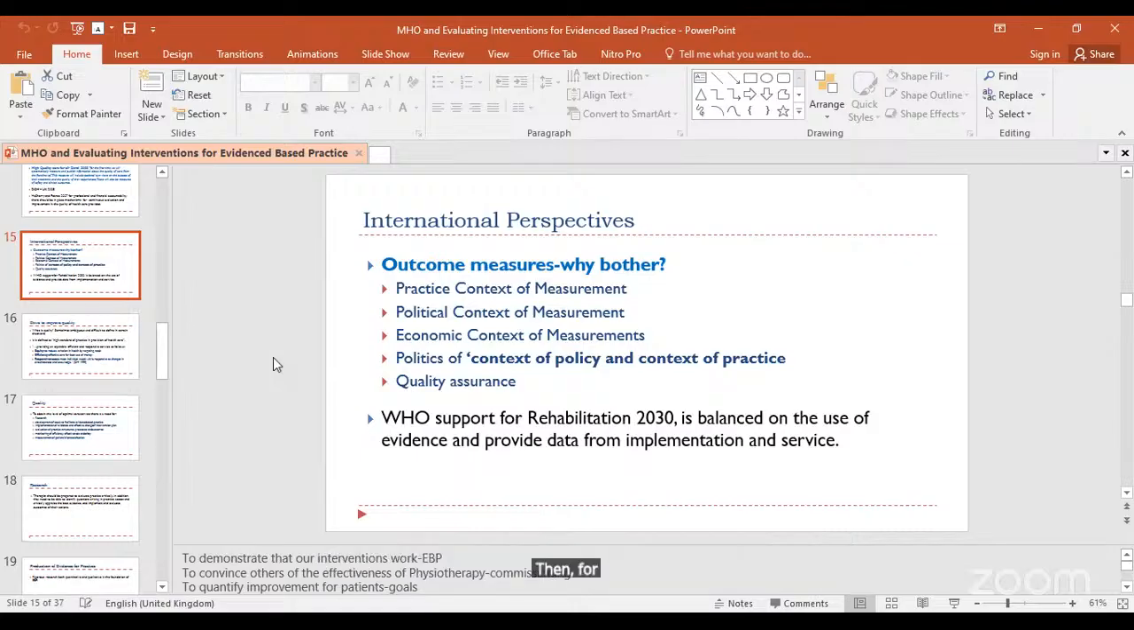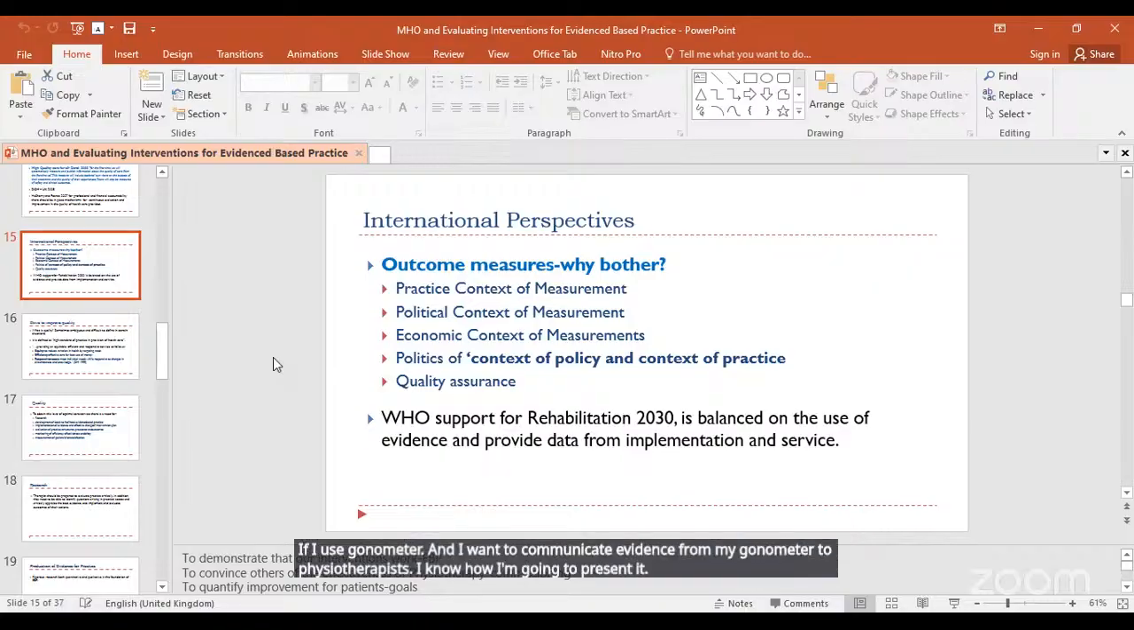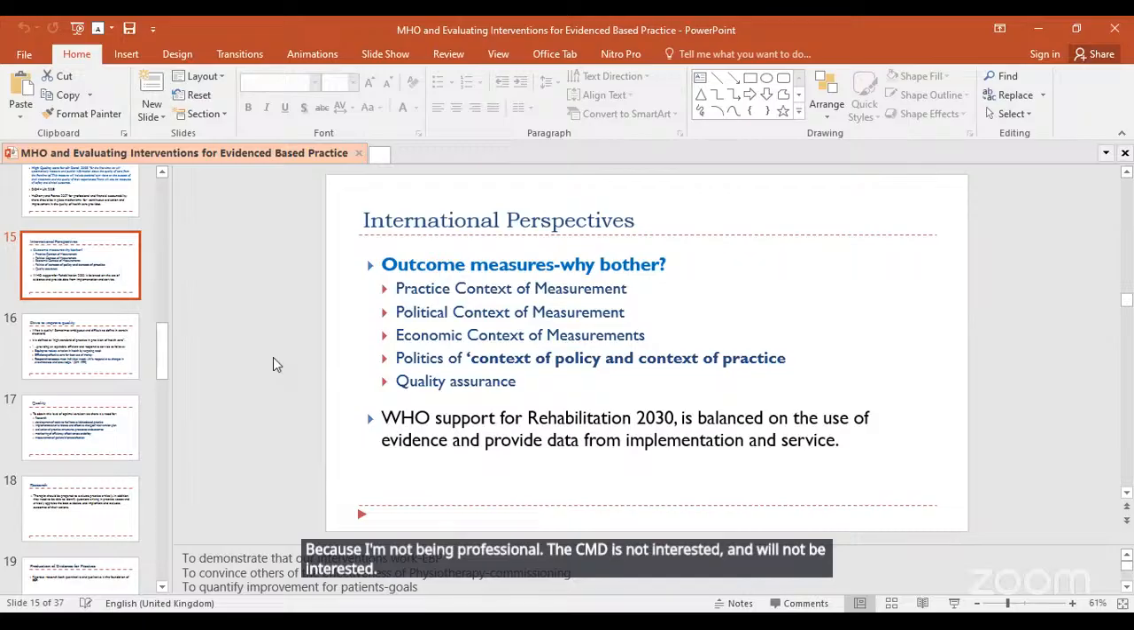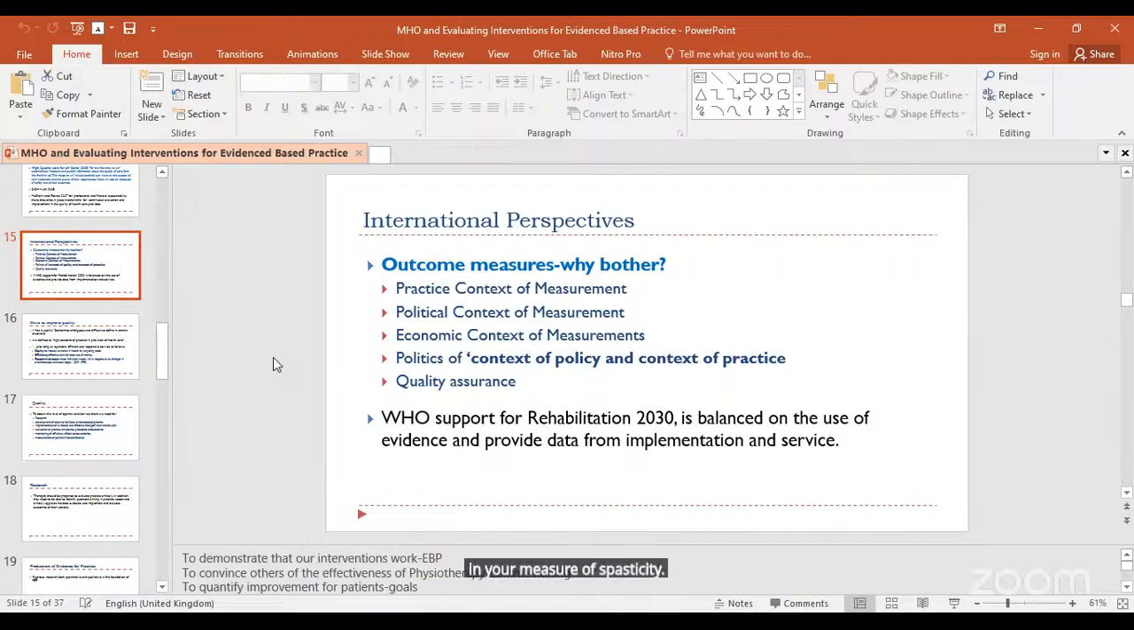Then for quality assurance. Why is this important? Again, let me re-emphasize. If I use a goniometer and I want to communicate evidence from my goniometer to physiotherapists, I know how I'm going to present it within the practice context. If I go to the CMD and I present the same information the way I present it to my colleagues in rehabilitation, it will be meaningless because I'm not being professional. The CMD is not interested and will not be interested in your measure of spasticity. How does it impact the volume of patients that we see in our hospital? Look at it from a global perspective.